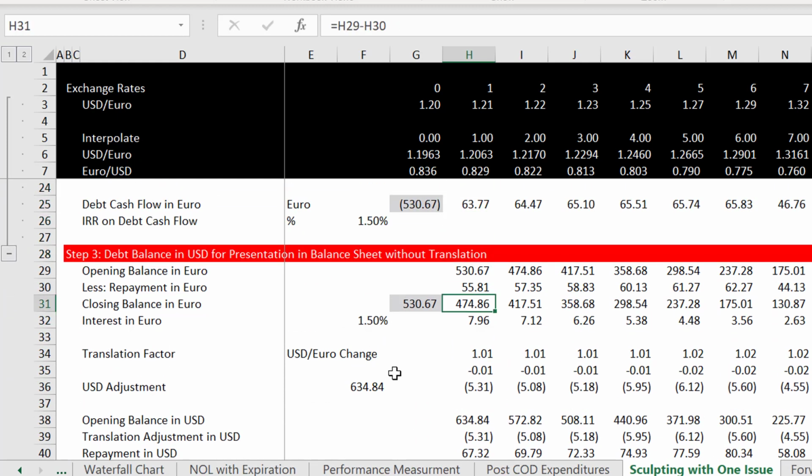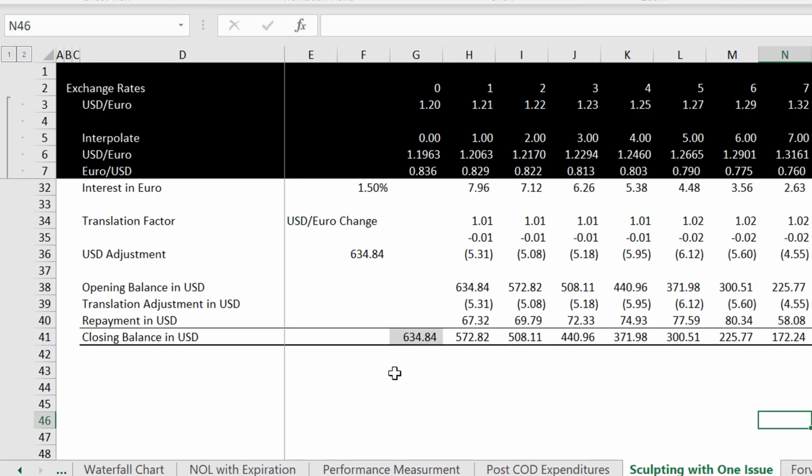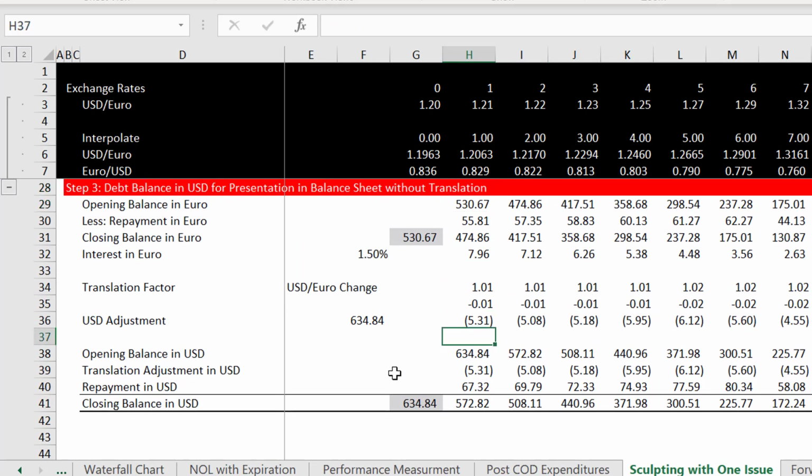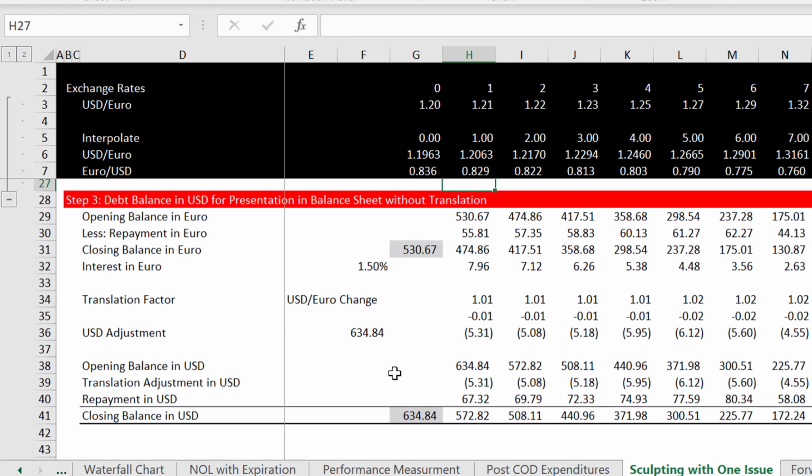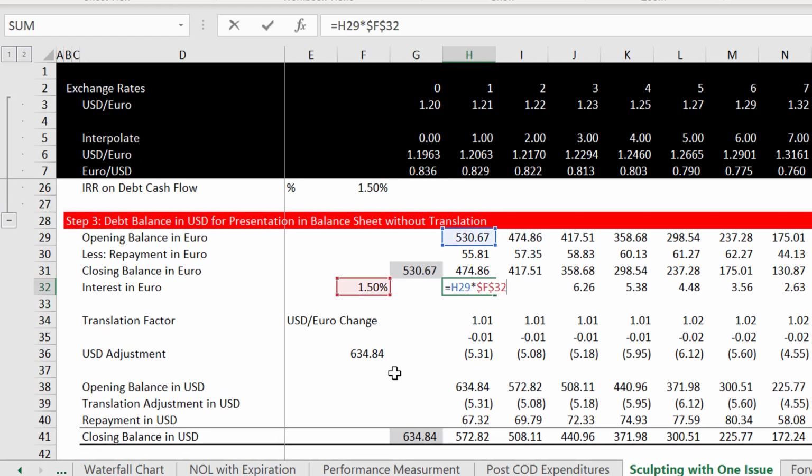But because our loan is in euro and it pays off, when we convert our loan to USD and put it on the balance sheet, it's not going to precisely balance. We're going to have an exchange adjustment. And to compute that, you use the opening balance. You use the opening balance because I made the interest in euro. This was based on the opening balance, and the sculpting and all of the rest presumes that the cash flows occur at the end of the period. Okay, so we put our opening balance.